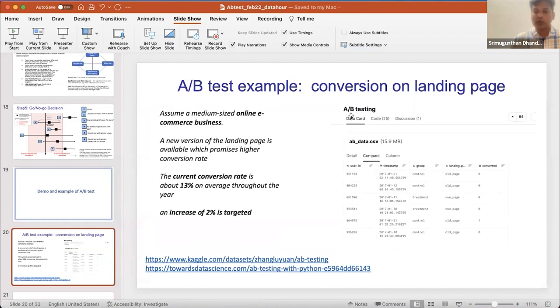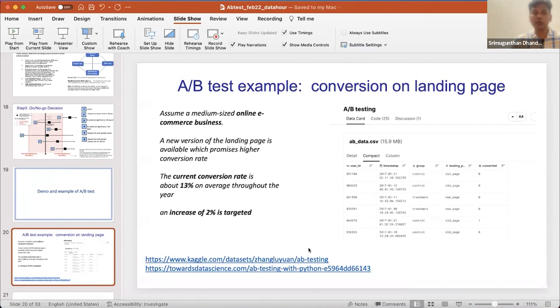I'm going to walk through a simple example. This is based on this data set that I have here. You can download this from Kaggle, and I also have a solution that is available here. The links are here. The problem is that, assume you have a medium-sized online e-commerce business, and a new version of the landing page is available.